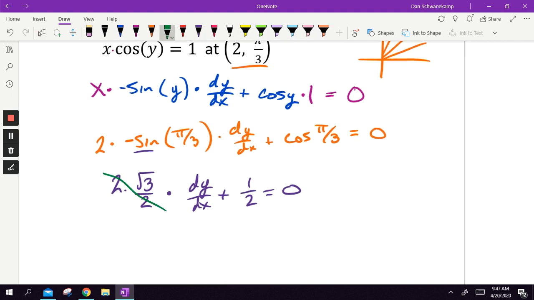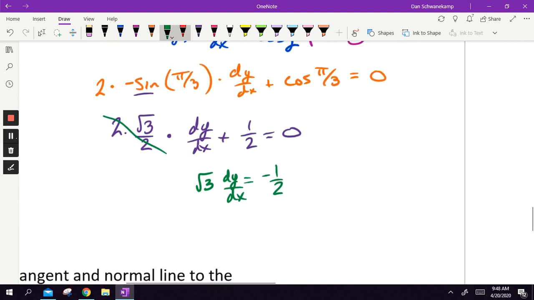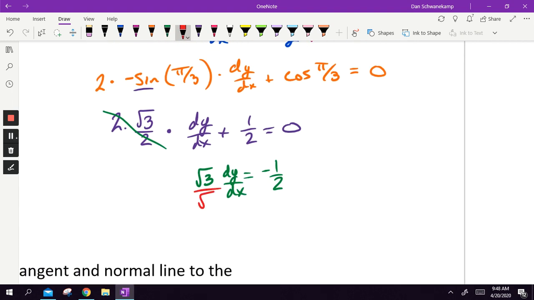These two things are going to cancel. I'm going to subtract 1/2 over. So radical 3 dy over dx is equal to negative 1/2. To finish that, all I need to do is divide by radical 3. My answer is negative 1 over 2 radical 3.